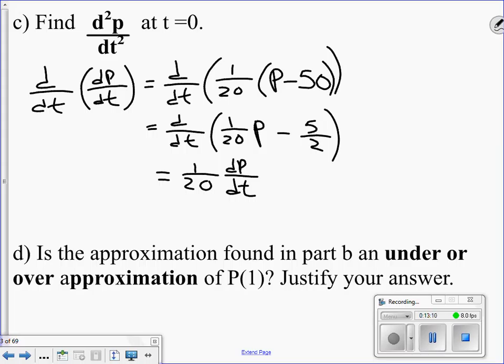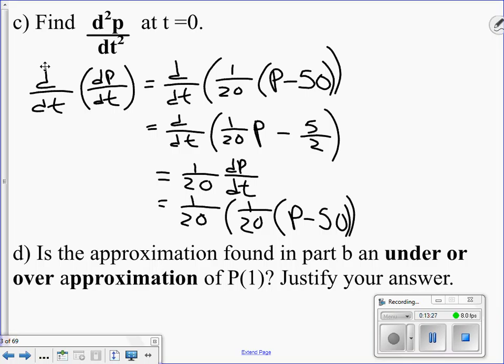Now, we know what dP/dt is, right? So it's 1/20th of, this always happens with these, 1/20th times P minus 50. No, I'm not stuttering, I'm substituting. We got 1/20th dP/dt, but this is equal to this. I just substituted in, and I have to do that because sometimes they'll say find the second derivative just in terms of P or t.